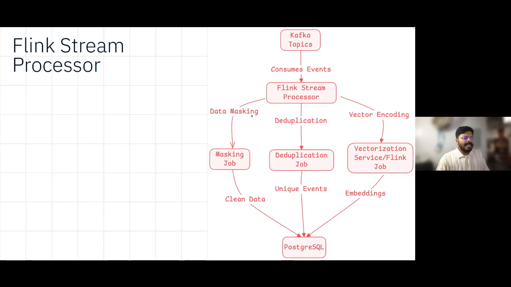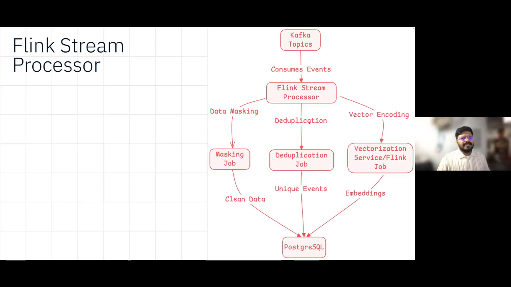So let's say there is an order where we have information of his credit card. We don't want that information to be flowing down the stream of a pipeline. So we have to mask this credit card information. That's where this masking job comes.